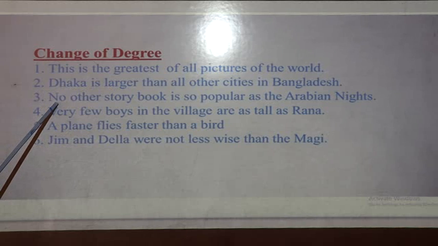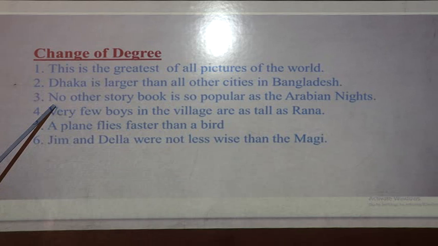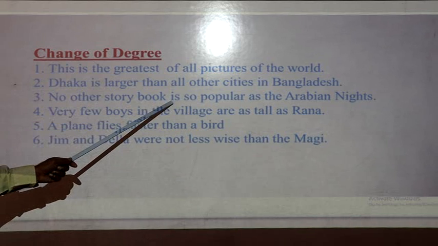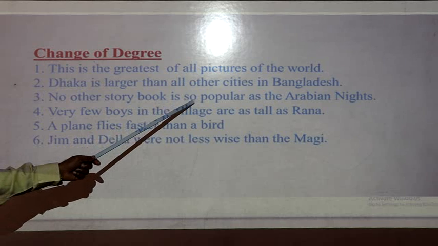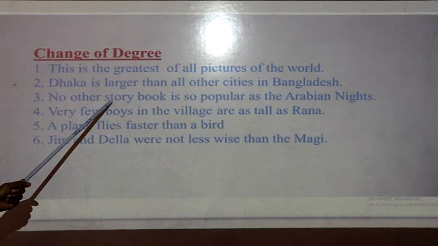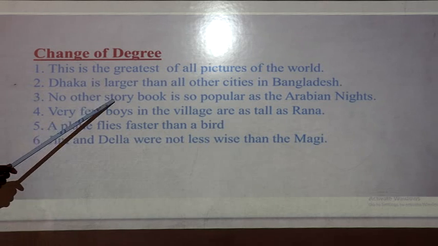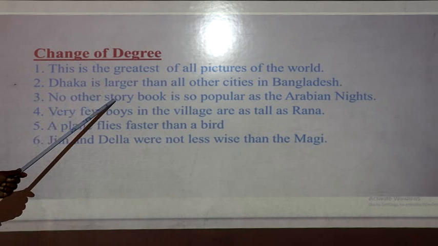Number three, no other storybook is so popular as the Arabian Nights. No other, it is positive degree. So let us make it comparative degree. Last subject, the Arabian Nights is the name of a series. We can say, the Arabian Nights is more popular than any other storybook. There is the use of no other, so we can write any other storybook.